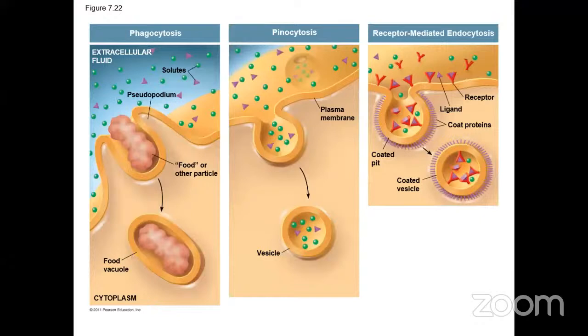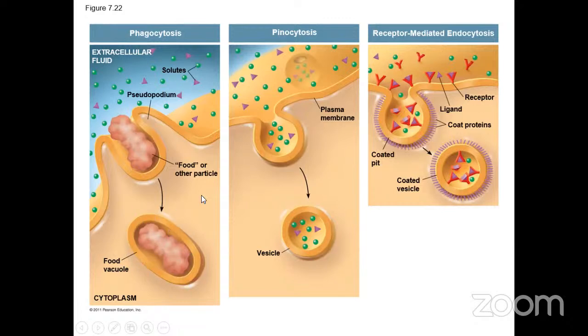So phagocytosis, endocytosis, and pinocytosis. Phago means eating, so phagocytosis is cell eating. That means whenever any bacteria or some pathogen comes, the cell will engulf it. See how it is surrounded by the membrane, and that will be engulfed by a vacuole. This is called the food vacuole, where it is engulfed.